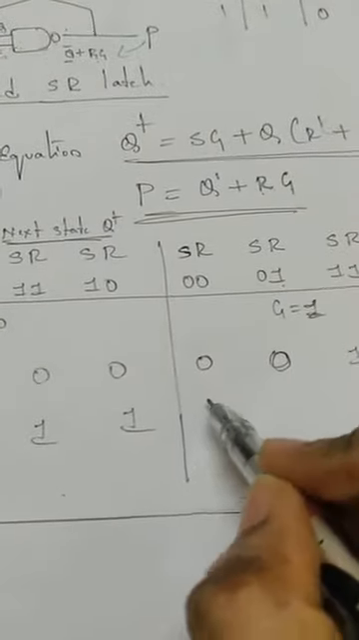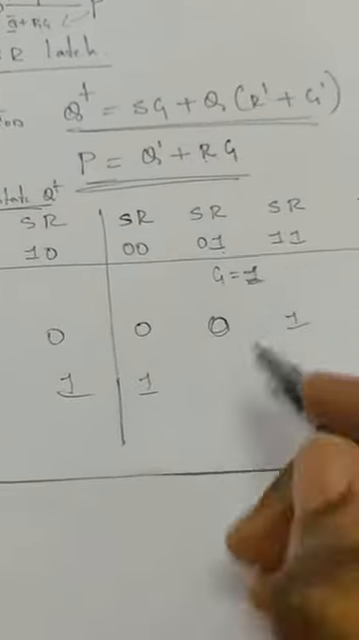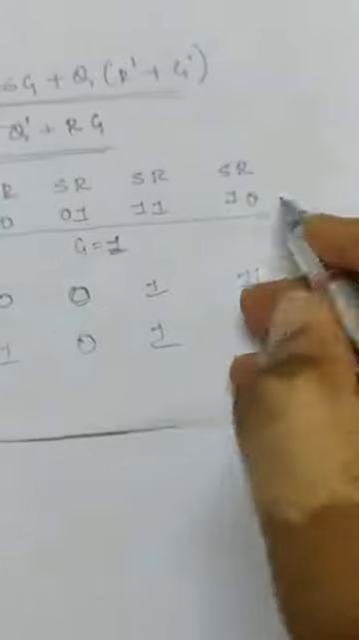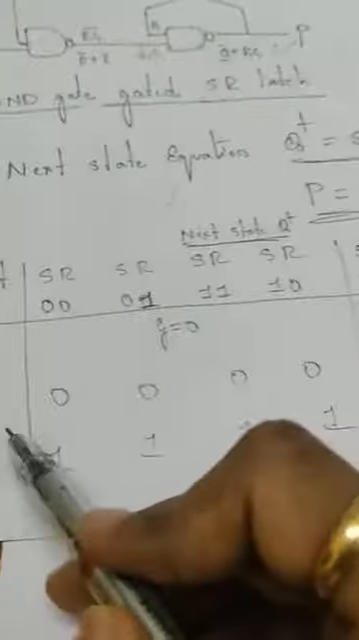Next, what happens if the present state is 1? 0 0 means it will retain its previous state. Present state is 1 means it retains its previous state, so again it will be 1 itself. 0 1 means reset state, move to 0. 1 1 means 1. 1 0 means set state. Whatever the present state might be, 0 or 1, it will set to 1.